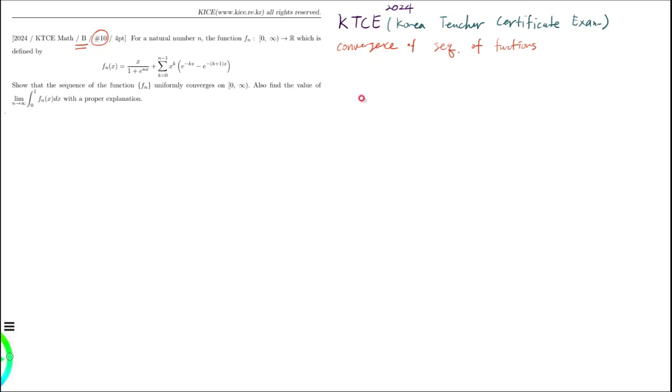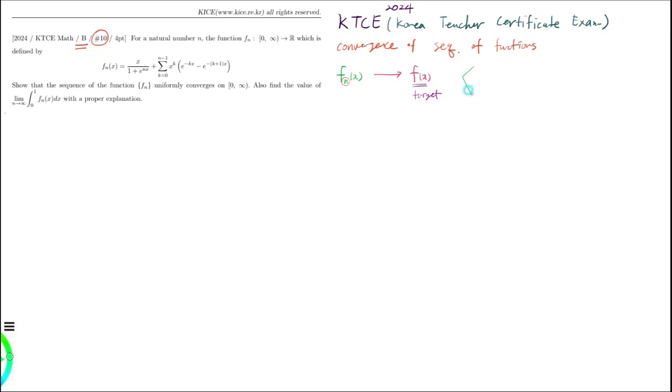Since this is a sequence of functions, the function has indices n. So for each index, it has a function. Sometimes it diverges, but sometimes it converges to a specific function. Let me say f of x here. The way of converging to this target function, we have two cases.